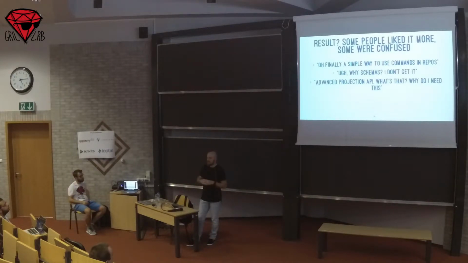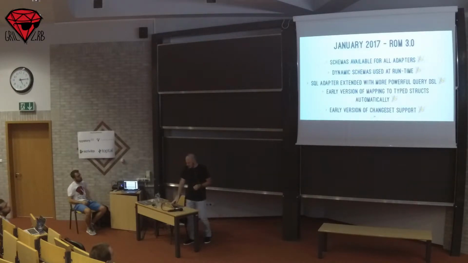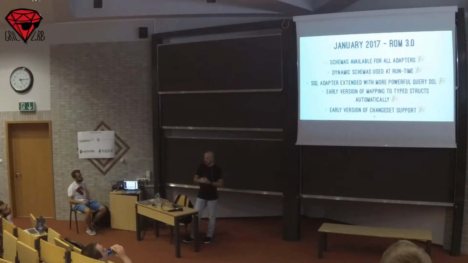Like, okay, so I can use commands, but what's the deal with schemas? Like, okay, I have advanced projection API. Why do I even need projection API? So still a lot of confusion. Documentation was still not really there, but it was fine. We kept going. And 6 months later, which was actually this year in January 2017, we released 3.0.